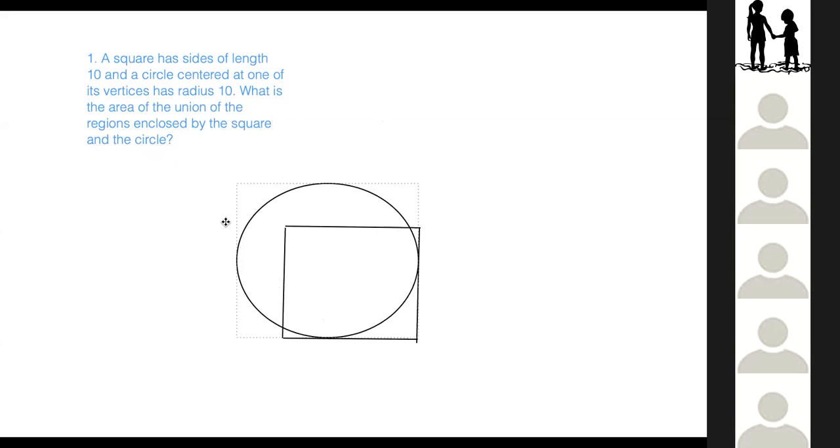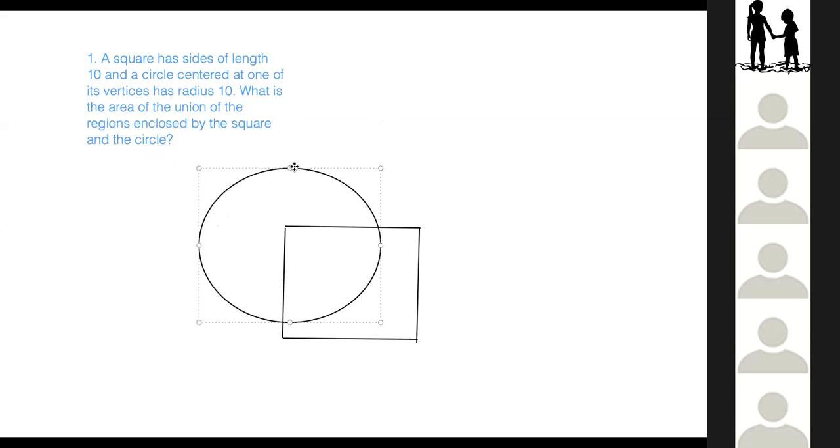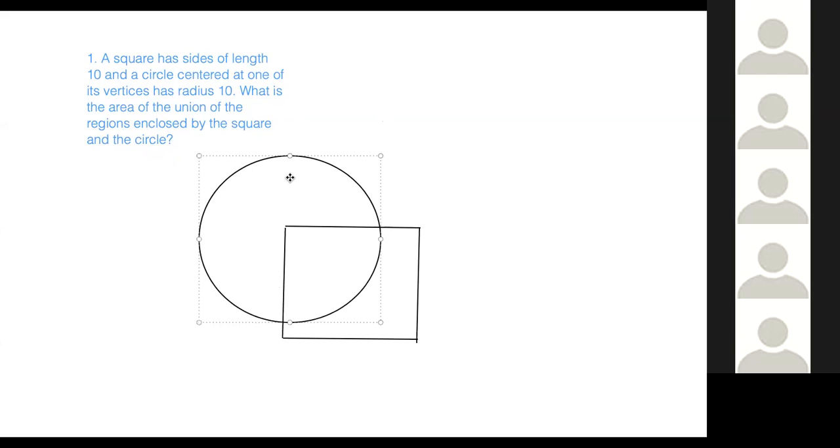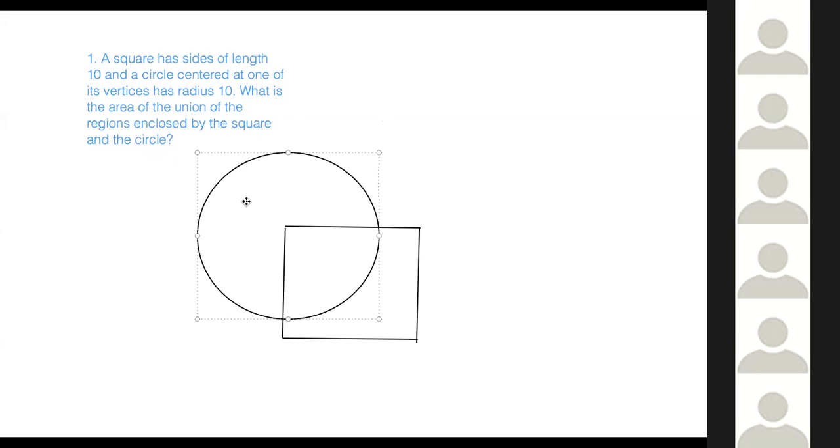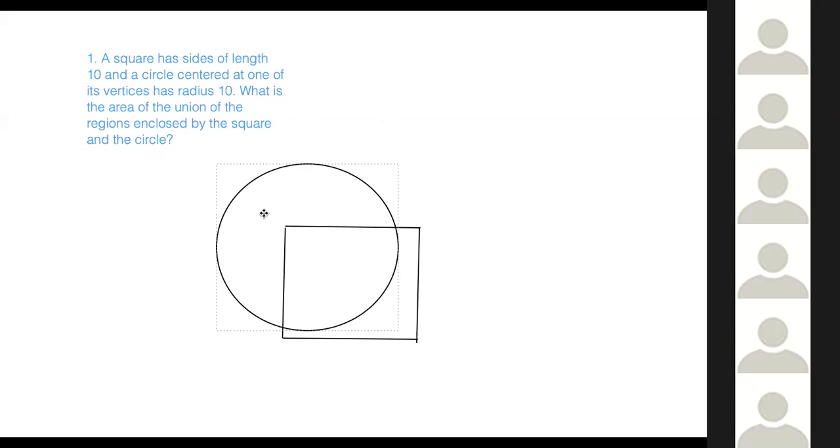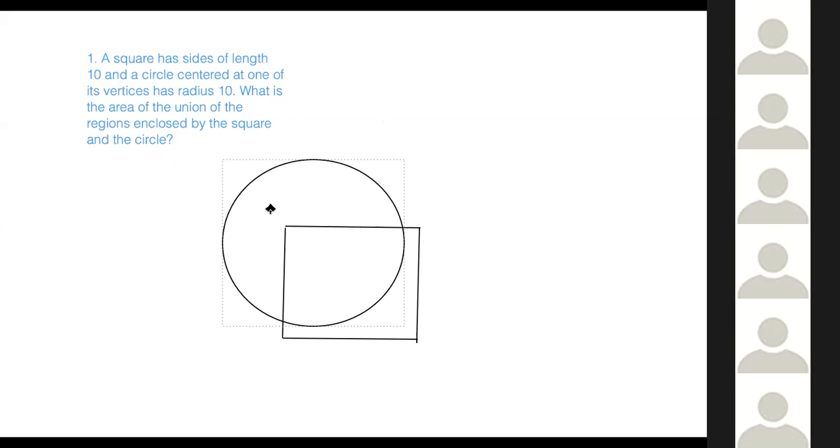So you get 75 pi plus the area of the square. You know one side of the square is 10, so 10 times 10 is 100. So it's 75 pi plus 100. Good. Yep. Let me fix this diagram.